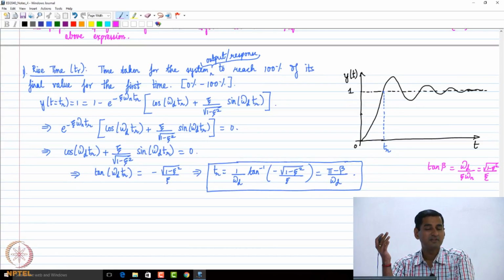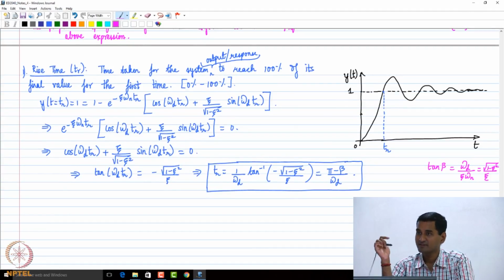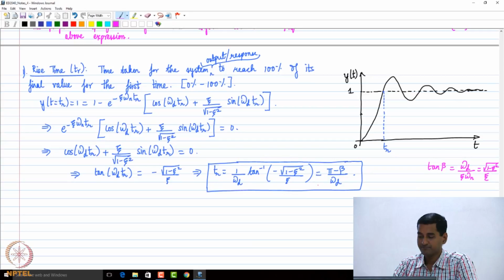Many people will substitute the natural frequency and damped natural frequency in hertz. Suppose someone gives you the natural frequency in hertz, how do you get omega n? It is 2 pi times fn in hertz. So please remember that. Those things are extremely important. So this is the expression for tr.